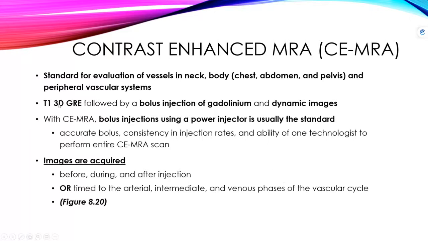So we use a T1 3D gradient echo, and then we follow it. Notice that we're using T1, okay? So we're going to eliminate all the fluid signal in the body, and then we're going to inject gadolinium, and we're going to take dynamic images.